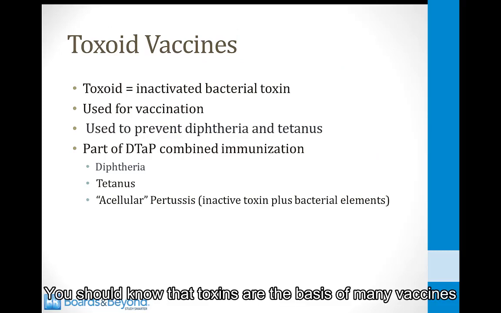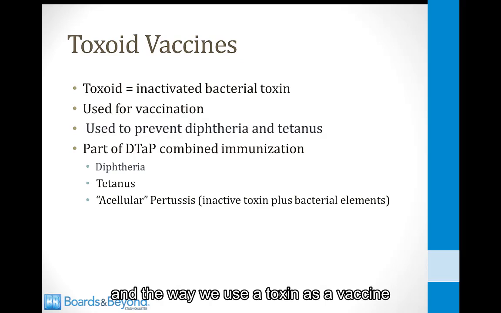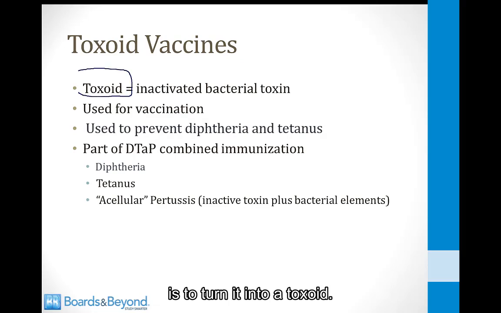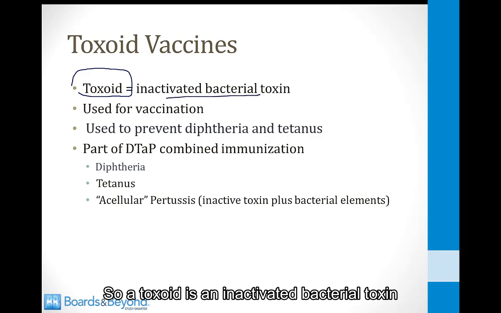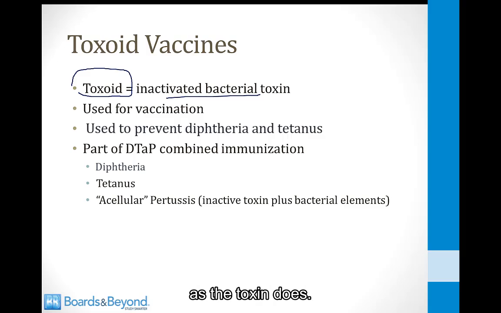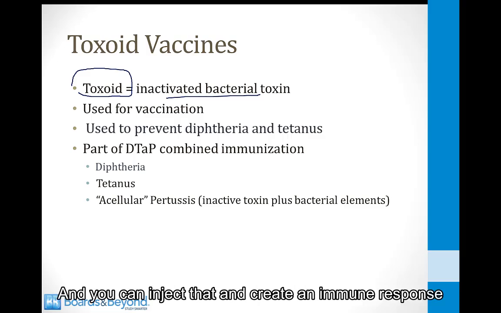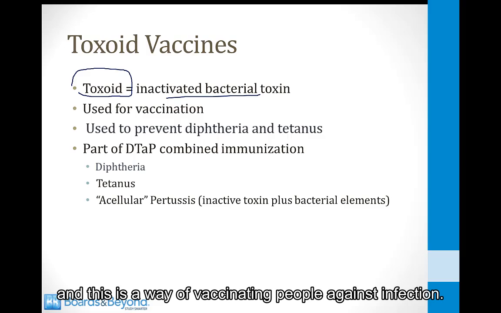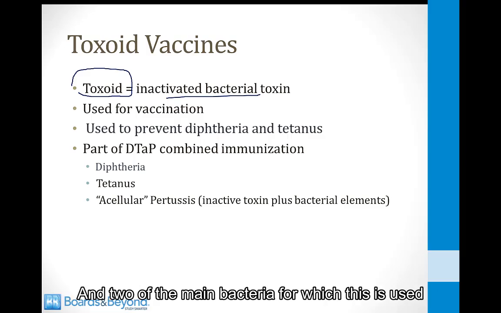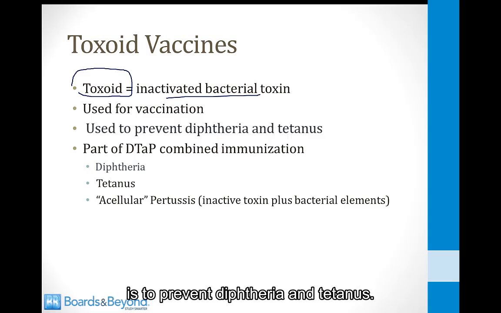You should know that toxins are the basis of many vaccines, and the way we use a toxin as a vaccine is to turn it into a toxoid. So a toxoid is an inactivated bacterial toxin that won't cause patients to become as sick as the toxin does, and you can inject that and create an immune response, and this is a way of vaccinating people against infection. And two of the main bacteria for which this is used is to prevent diphtheria and tetanus.